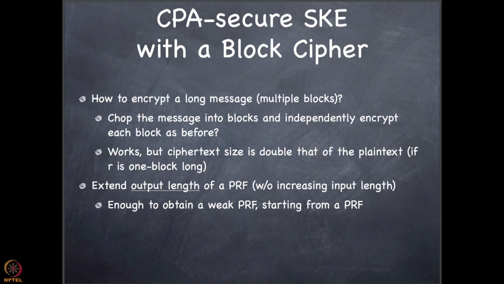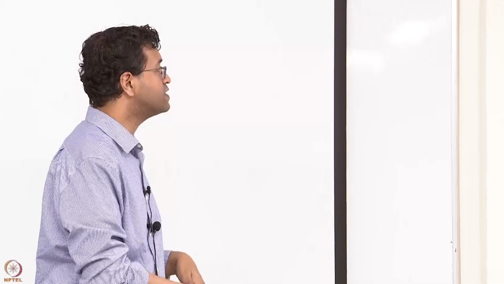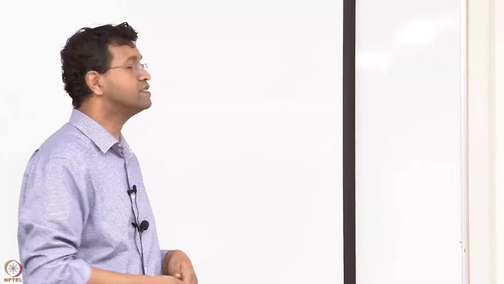Get a weak PRF. How do we get it? We'll start from a block cipher. We'll start from a normal PRF. That's what I said. We'll need the block cipher to be a full-fledged PRF. We'll have use for that. But take that and build a weak PRF out of it, which has this extra property that the output length is very long, as long as we want. Okay? And there are several ways to do this.